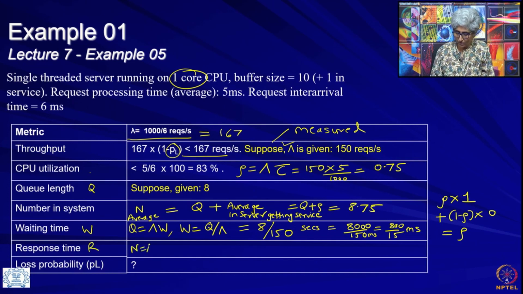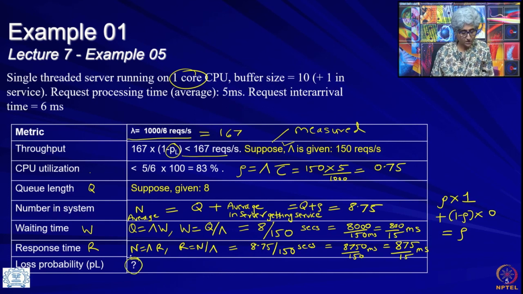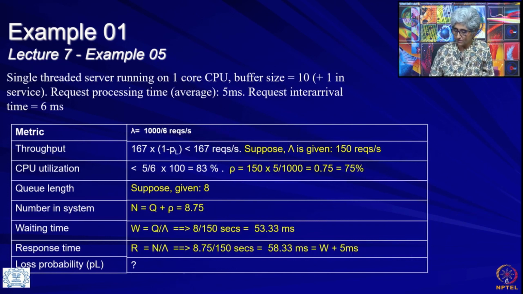Again we have n is equal to lambda r. So, r is equal to n by lambda. So, this is going to be equal to 8.75 divided by 150 in seconds, and that is 8750 by 150 milliseconds, and that is 875 by 15 milliseconds. So, this is what we can do with Little's law. We are not calculating loss probability, that is not something Little's law helps us with. This is just repeating the calculations I showed, and I am just doing the calculations here now.